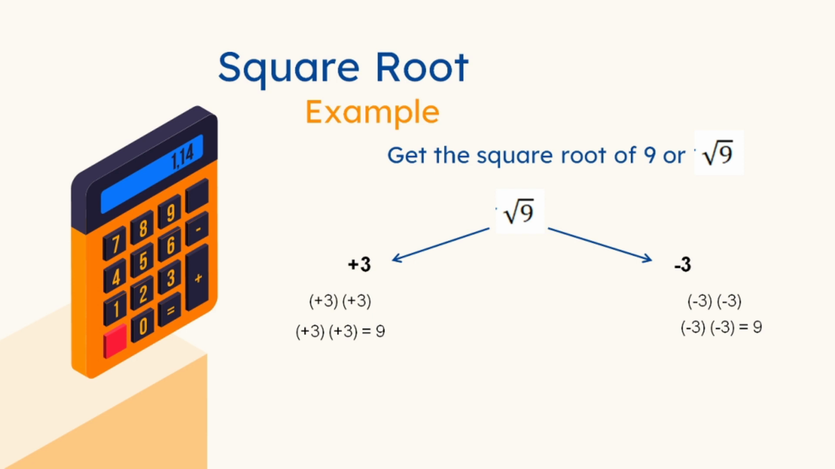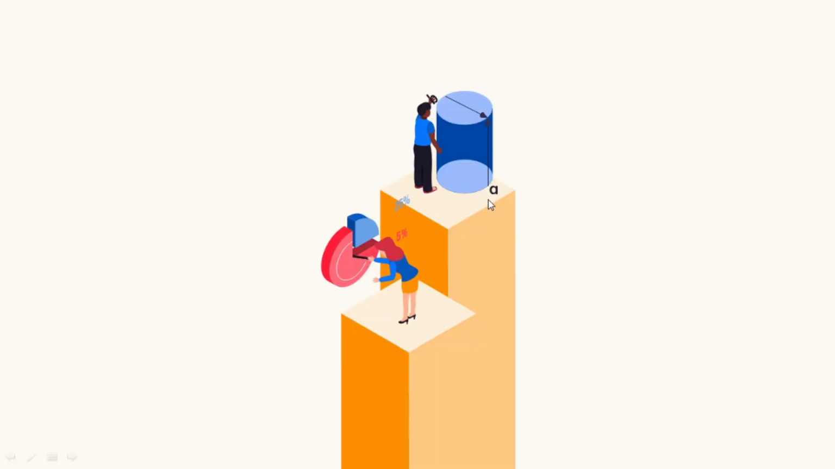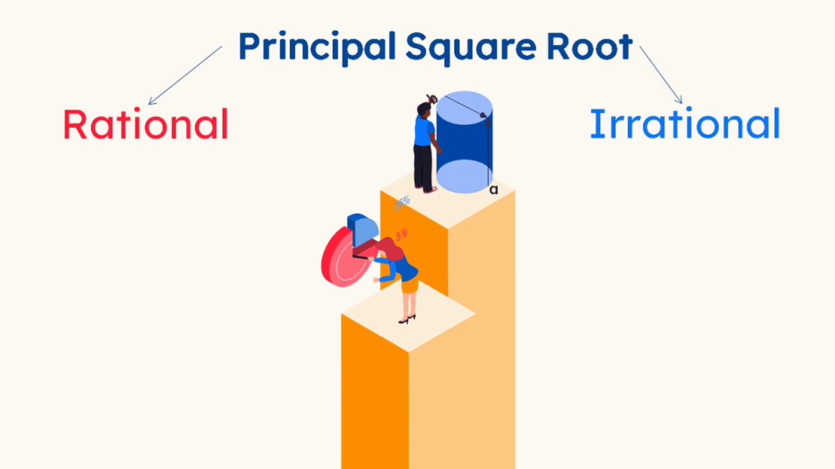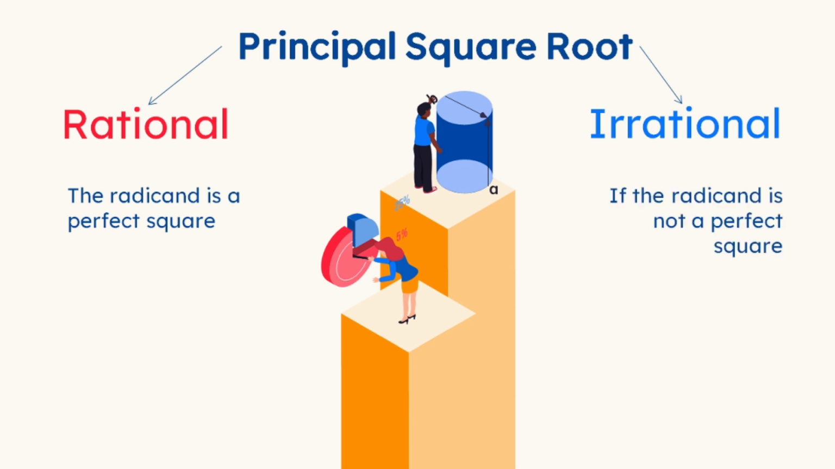Now, itong positive 3 ay tinatawag natin yung principal square root. Ibig sabihin, di ba, sa isang square root, meron tayong dalawang sagot, which is the positive 3 and negative 3. Yung positive, yun yung i-consider natin na principal square root. Next, itong principal square root na to, ma-classify natin siya as rational and irrational. So, kagaya nung nasa learning task number 1 nyo, ganito yun. So, masasabi natin rational ang principal square root kapag the radicand is a perfect square. At irrational naman kapag hindi perfect square.